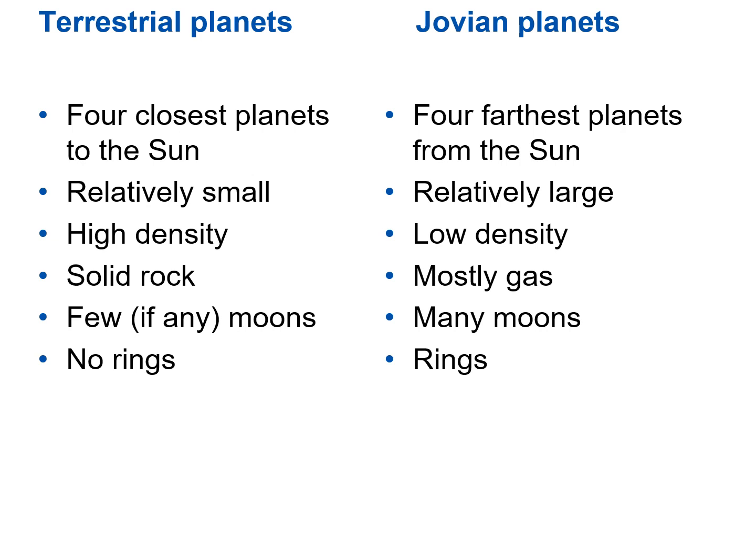The terrestrials are relatively small, the Jovians are relatively large. The terrestrials are high density, the Jovians are low density. The terrestrials are mostly solid rock, the Jovians are mostly gas. The terrestrials have few, if any, moons, and the Jovians have many moons. And finally, the terrestrials have no rings, and the Jovians have rings.